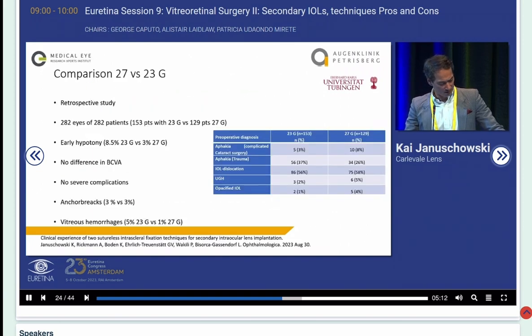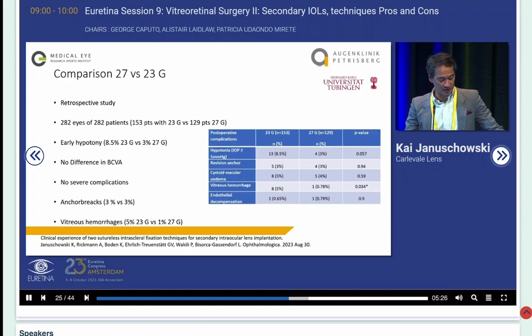Now, this year, in August, we published a study of 280 eyes showing that basically it's safe to use. You can run into hypotony, and you can have a little bit of vitreous hemorrhages. This is represented in the literature as well. We even had one case of an endothelial decompensation, but keeping in mind that we are talking about heavily impacted eyes that had problems before, I think this is a rate of endothelial decompensation that is acceptable.